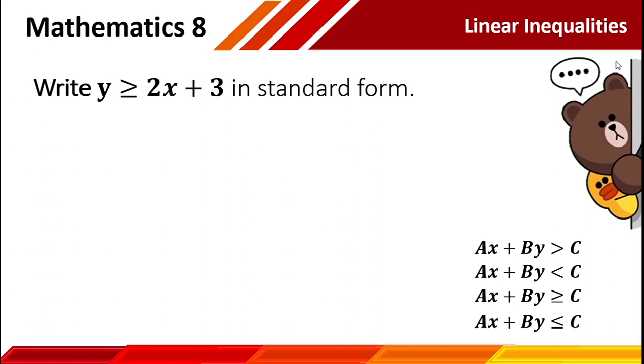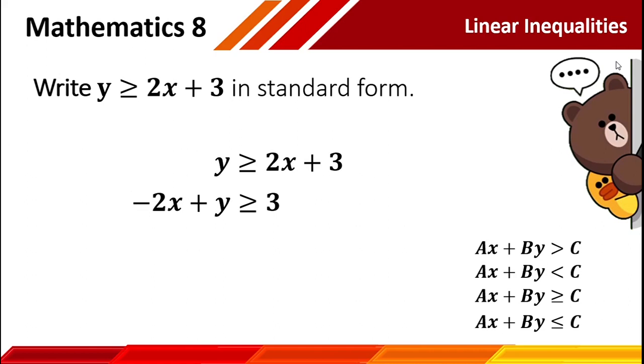Now, let's have this given example. y is greater than or equal to 2x plus 3. Let's write it in standard form. So the first thing that we do is to copy our linear inequality. And to make this one into standard form, we will transfer 2x on the other side using the addition property of inequality. So we will have negative 2x plus y is greater than or equal to 3.